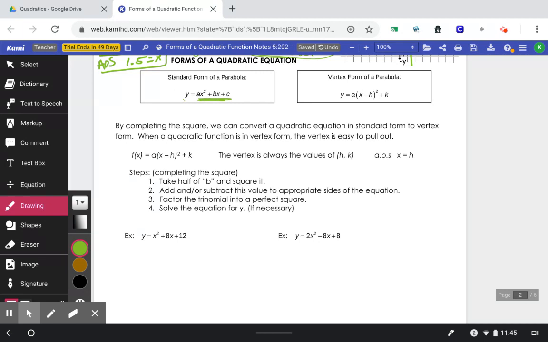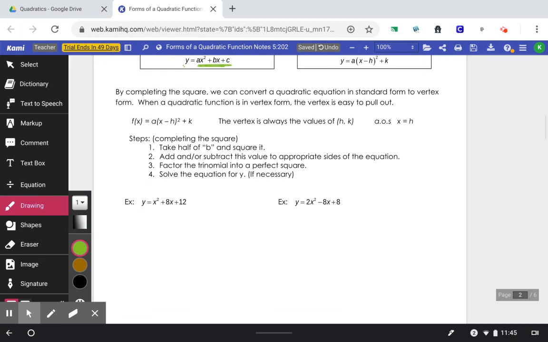You're still always going to have y equals. We're not moving anything over. Okay, so let's go through and convert standard to vertex form.